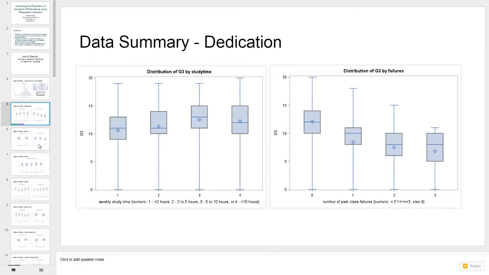So 1 is just showing less than 2 hours. 2 is showing between 2 to 5 hours. 3 is showing 5 to 10 hours, and then 4 would be greater than 10 hours. And for my model, I did break down these dummies. I'll go over that when I talk about my model. Next slide.